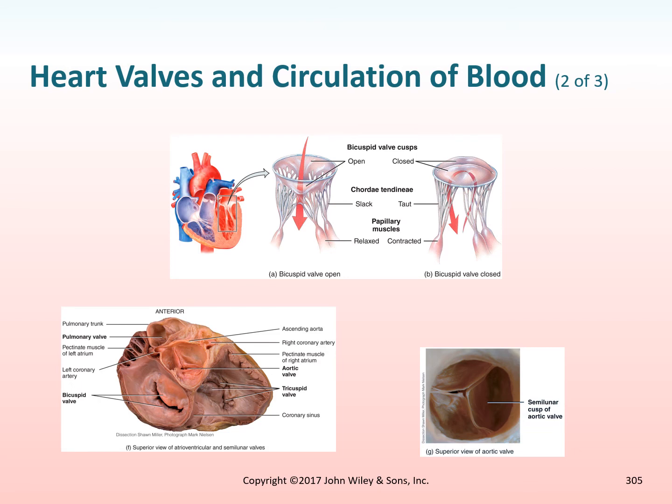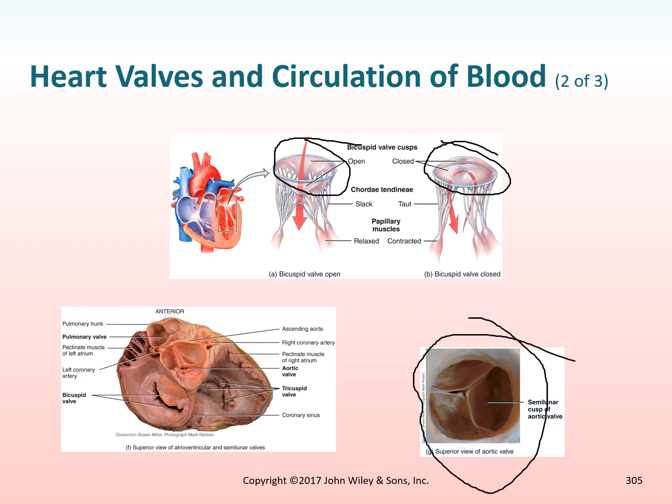This is what the valves look like when they're closed, and this is what they look like when they're open as far as the AV valves. The other valves look more like this when they're closed. They don't have any strings on them. They don't have any chordae tendineae on them. No heartstrings or tendinous cords. The semilunar valves usually are like about 3 pieces like that.